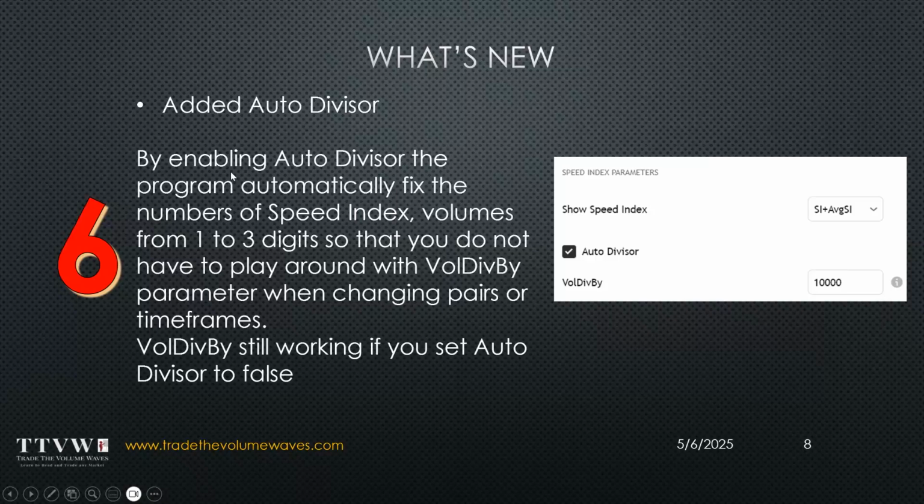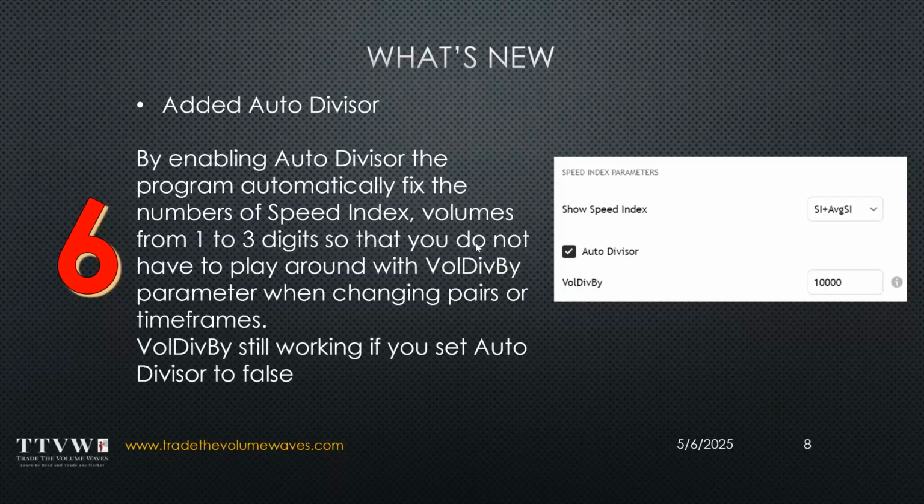What's that? An auto divisor. If you click this setting on the parameters, auto divisor, then the volume divide by parameter is not valid anymore. The program is trying to divide automatically the numbers so you don't get huge numbers on your screen for speed index or volumes or something else.